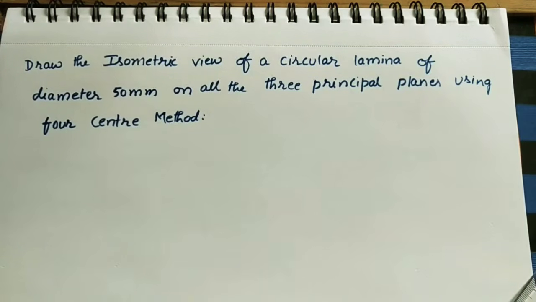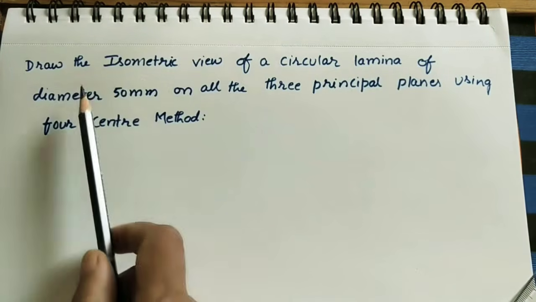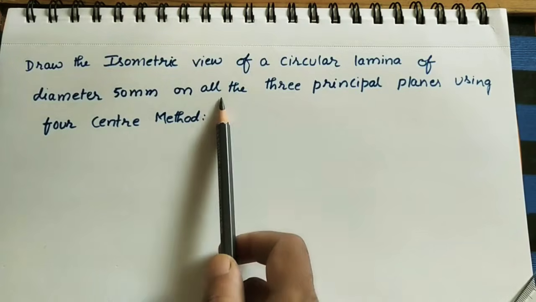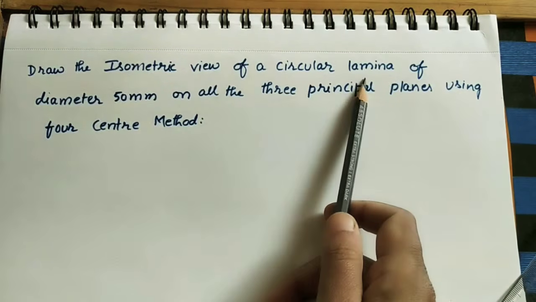Let us discuss how to do the isometric view of a given circular lamina. Here the given question is, draw the isometric view of a circular lamina of diameter 50 mm on all the three principal planes using force center method. Here we are taking the circular plane.